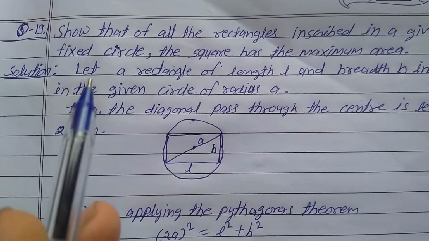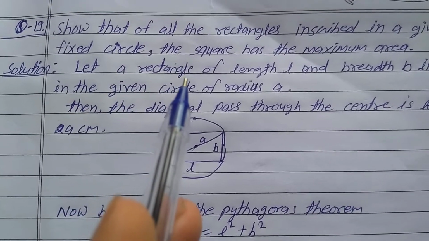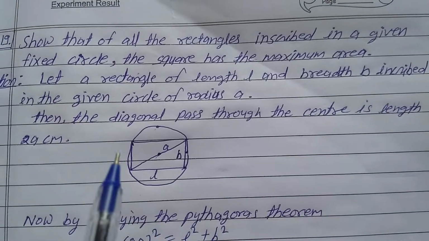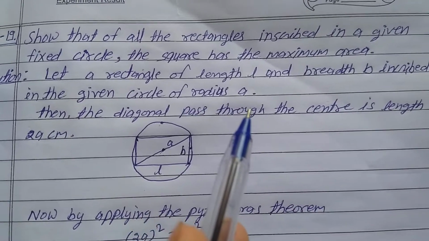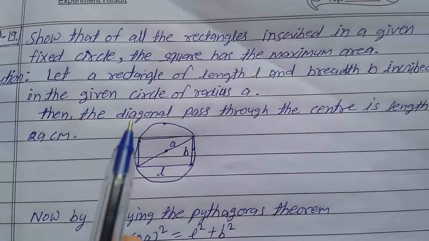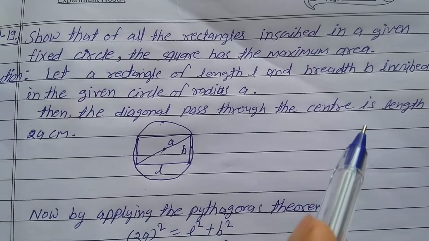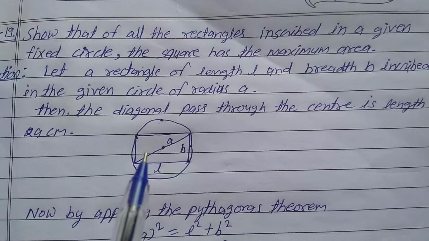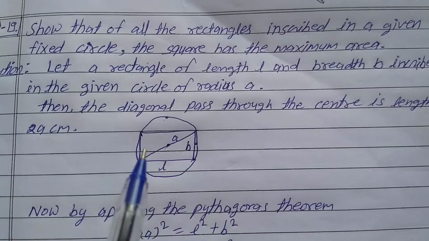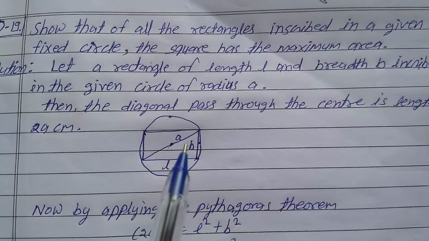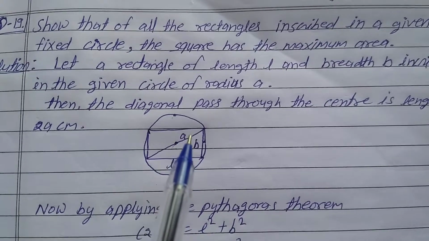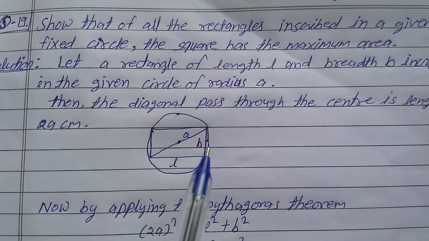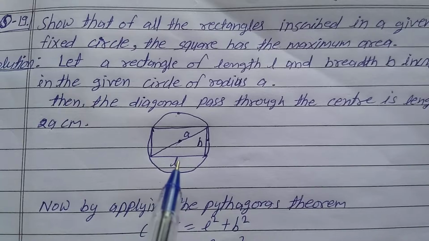So solution starts. Let a rectangle of length L and width B be inscribed in the given circle of radius A. Then the diagonal passing through the center is the diameter of the circle, and that is the rectangle's diagonal, which is 2A because A is the radius of the circle. B is width and L is length.